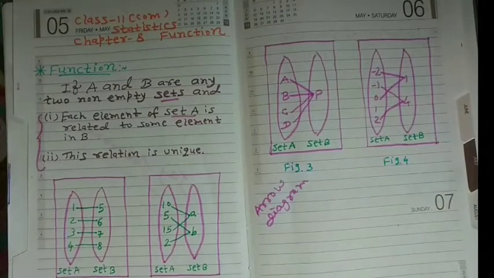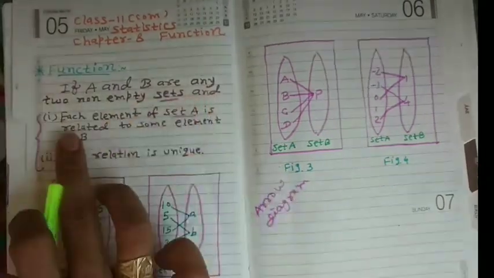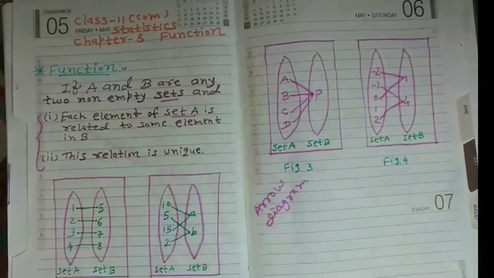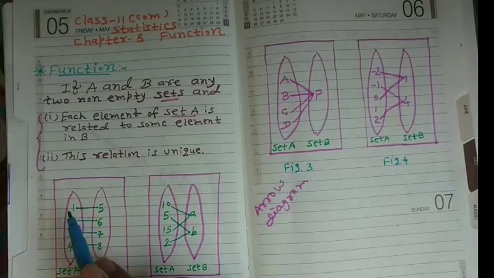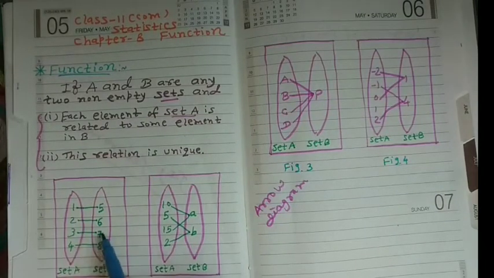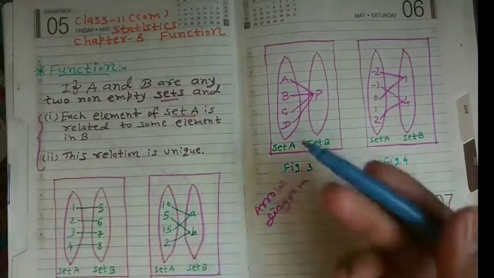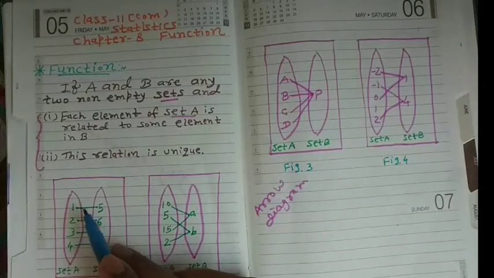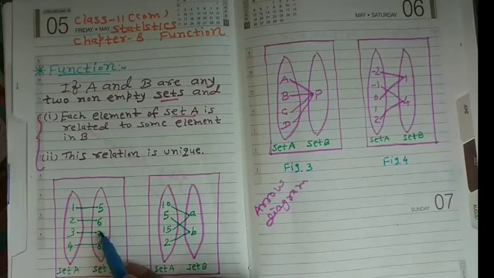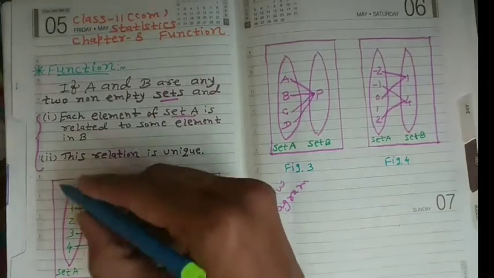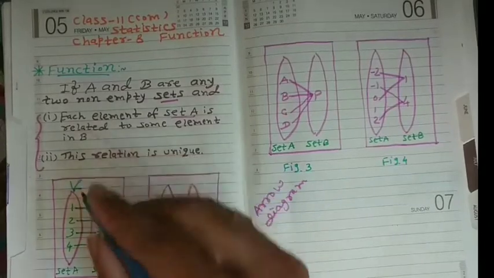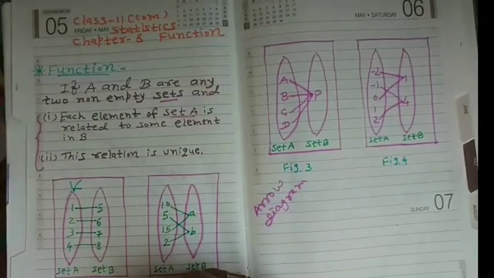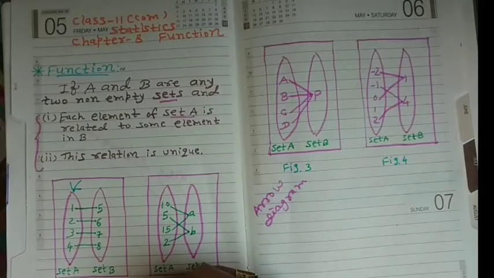So what is the first condition? Each element of set A is related to some element in B. Yes or no? Yes. 1 to 5, 2 to 6, 3 to 7, and 4 to 8. What is the second condition? This relation is unique. Is it unique? Yes. It means the image of each element of A is unique. So the first figure is a function. The answer is yes.